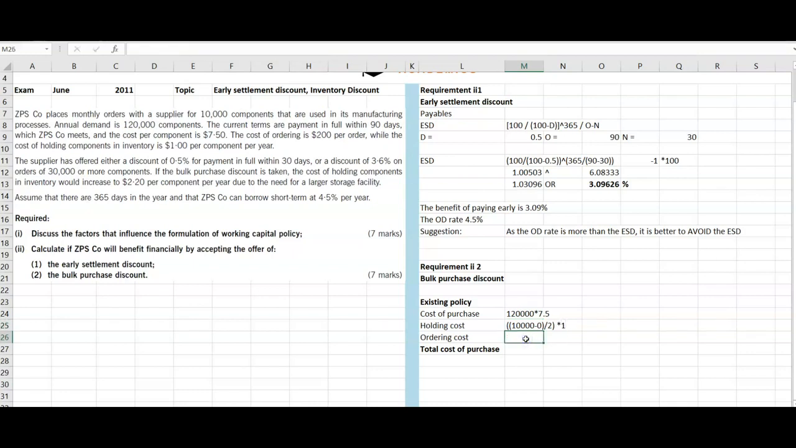Then we have an ordering cost. Ordering cost is every time you order, you have to pay. Totally you buy 1,20,000 units in a year, and you buy in batches of 10,000. So you would have bought 12 batches. Each batch when you buy is an ordering cost. An ordering cost is 200. Okay, so this is what the numbers are. So we will put it as amount and we'll calculate it.